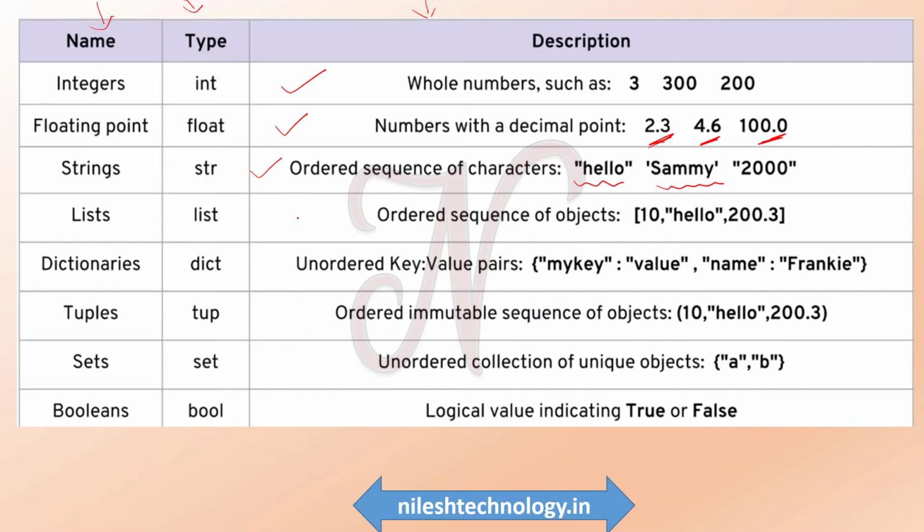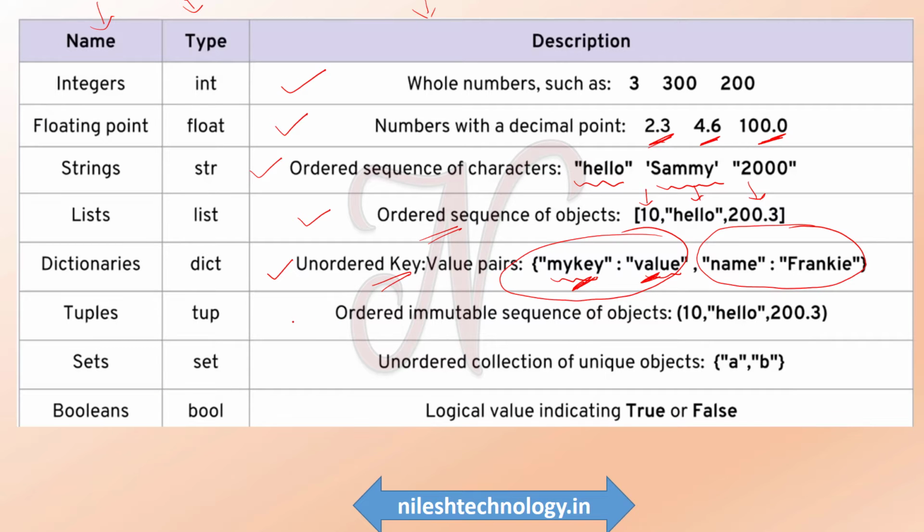Next one is list, an ordered sequence of objects. Next, dict means dictionary, an unordered key-value pair. So this is the key and this is the value. This is one value, and then another key-value. Every entry represents a key-value pair. See here, these values represent positions 0, 1, 2, but here, instead of position, they have a key. So this is the key name, and this is the value of that key. So this is the unordered key and this is the ordered sequence of objects.